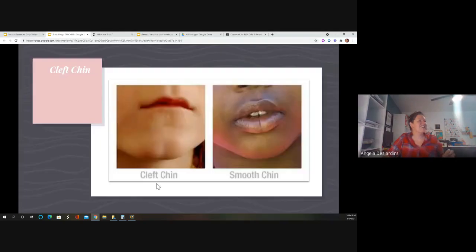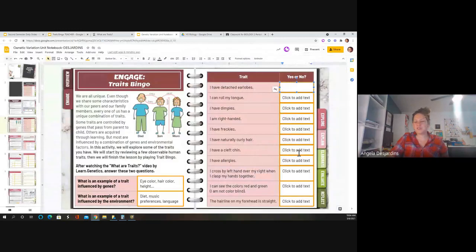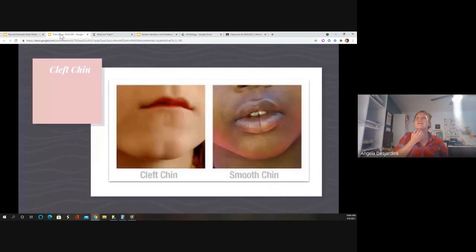Okay. Do you have a cleft chin or not? This is like a butt chin. Do you have a dimple in your chin? If you go like this, it looks like you have a butt on your face. So if you have a cleft chin, you're going to put yes. If you don't, you're going to put no. Basically it's not a dimple in your cheeks, it's a dimple in your chin area right here. It's called a cleft chin. My nephew has a cleft chin, but none of my kids do.